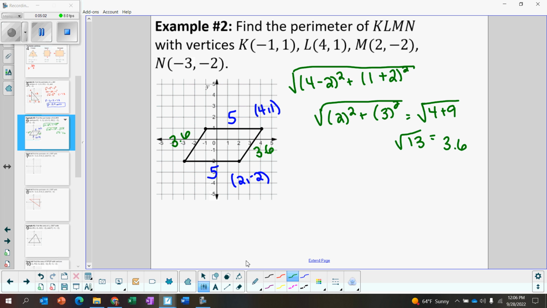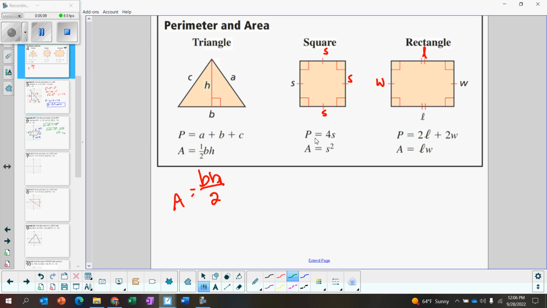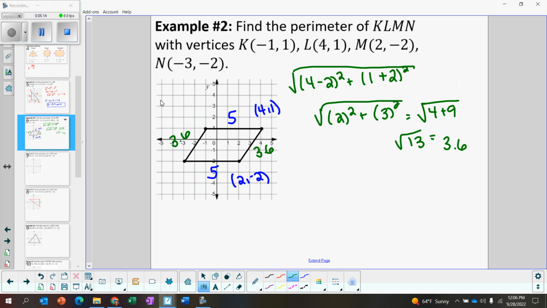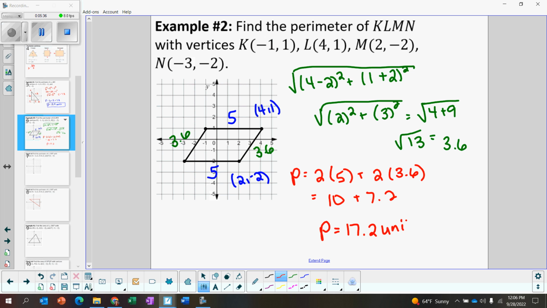I know we didn't talk about area or perimeter of other shapes, but perimeters always add the sides. So even though we didn't have the parallelogram shape here, we can still just add up the sides to find its perimeter. It's going to be the same as the rectangle because I have 2 lengths and 2 widths. So my perimeter would be 2 times the length of 5 plus 2 times the length of 3.6. So we have 10 plus 7.2, and we get a perimeter of 17.2, and again, we'll just say units.